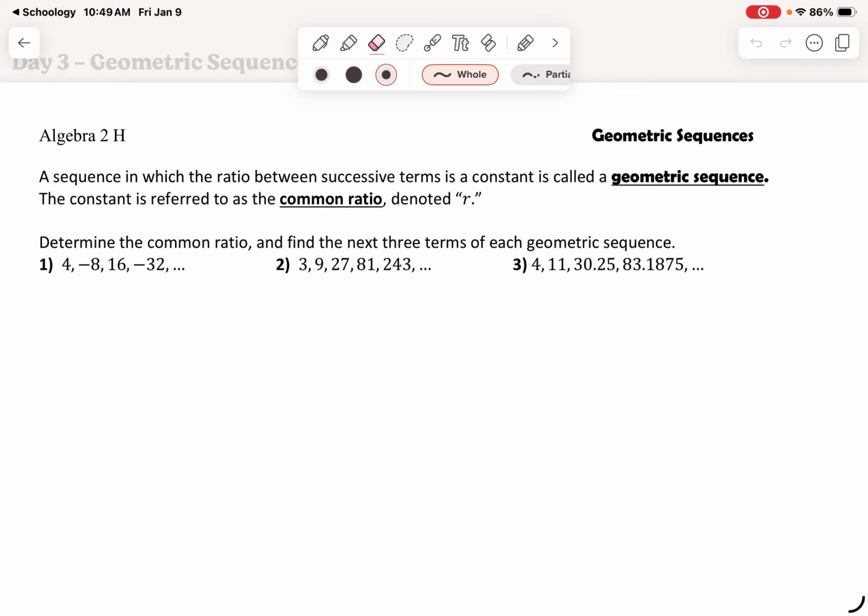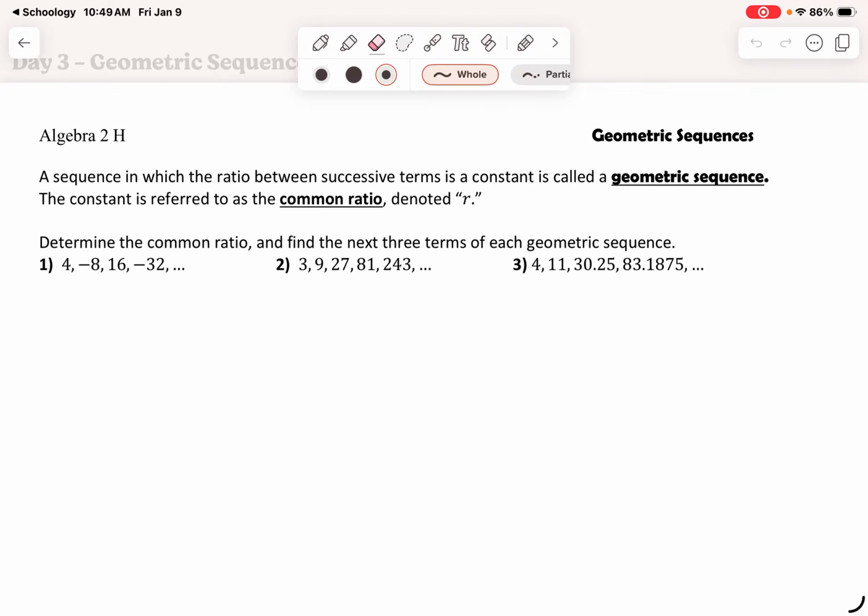So here's the definition of a geometric sequence: a sequence in which the ratio between successive terms is constant. So it's the ratio between successive terms. The constant is referred to as the common ratio. So it's not a common difference, it's a common ratio, okay?